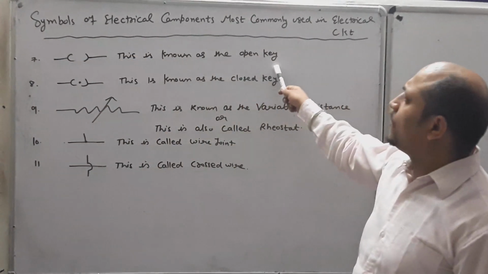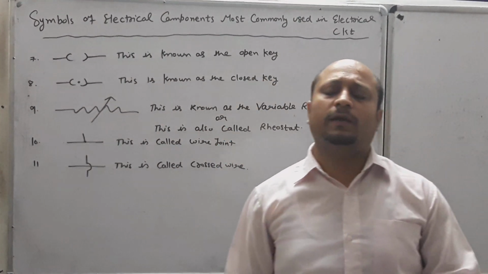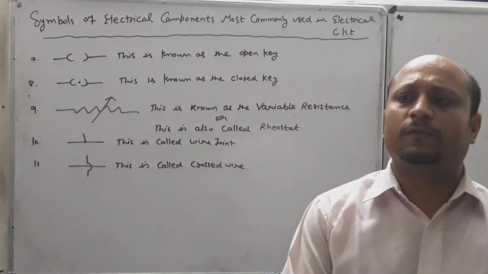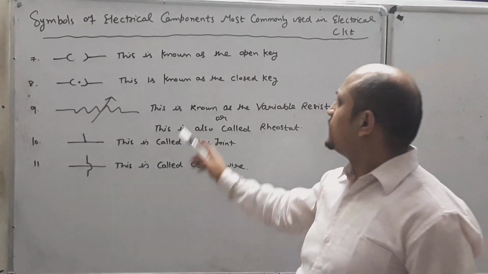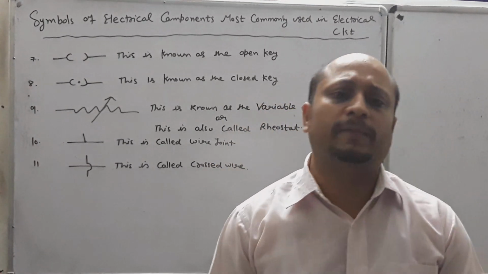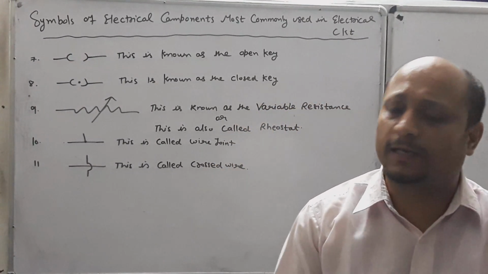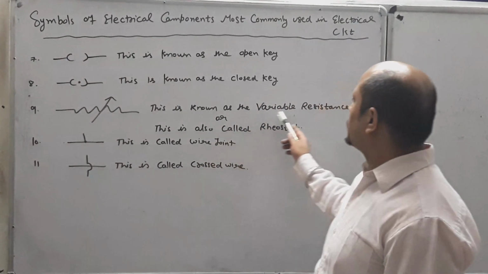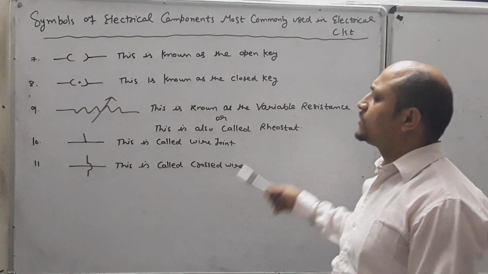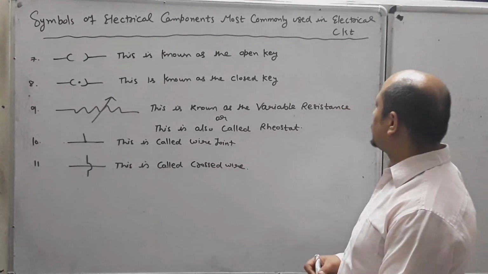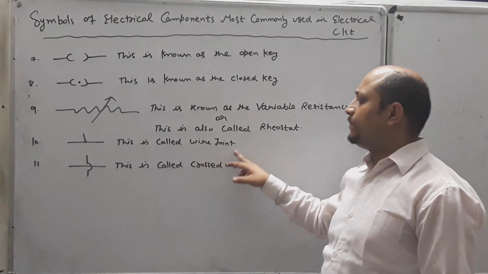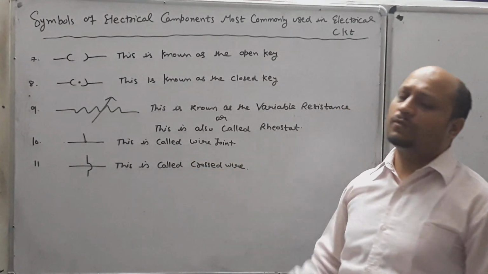This is known as the open key. जब तक की ओपन रहेगी इट मींस द स्विच इज ऑफ, नो करंट इज फ्लो इनसाइड द सर्किट. दिस इज नोन एज द क्लोज की. जब की क्लोज हो जाएगी तो इट मींस करंट इज फ्लोइंग इनसाइड द सर्किट. दिस इज नोन एज द वेरिएबल रेजिस्टेंस, और वी कैन से दिस इज कॉल्ड रियोस्टेट, वेरिएबल रेजिस्टर. दिस इज कॉल्ड वायर जॉइंट. And this is called cross wire.